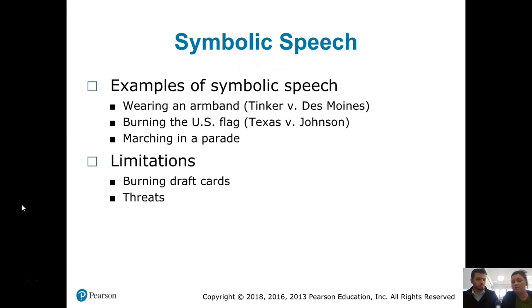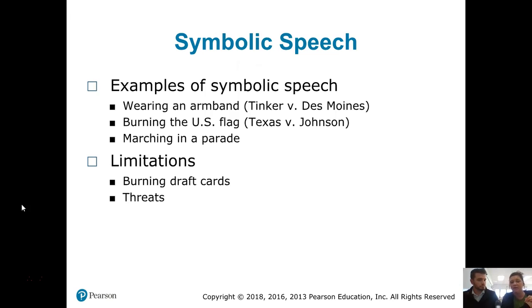Another court case that you need to know is Texas versus Johnson. This happened when a guy burned the American flag and I assume was arrested for it and probably sued the government. And they say, actually, burning the United States flag is a form of symbolic speech. We are protected under the First Amendment for doing that.